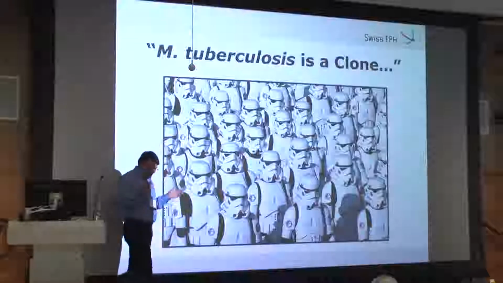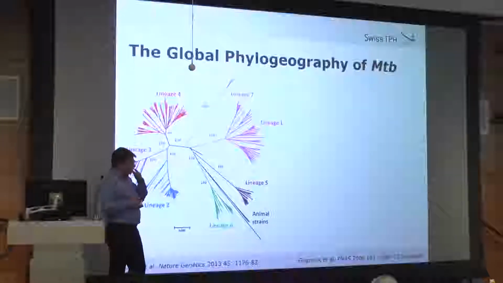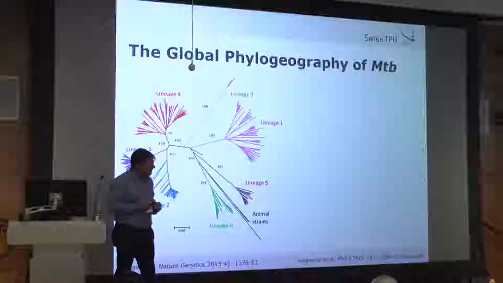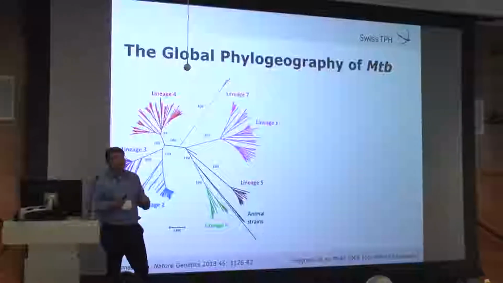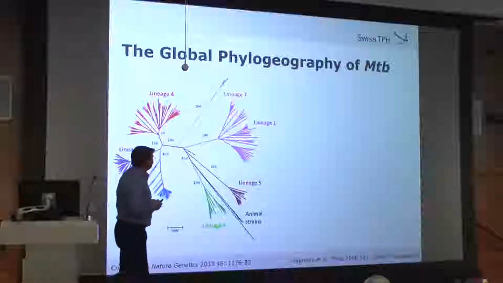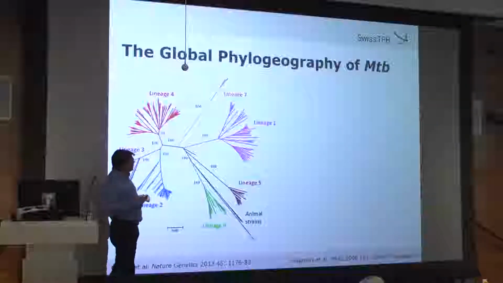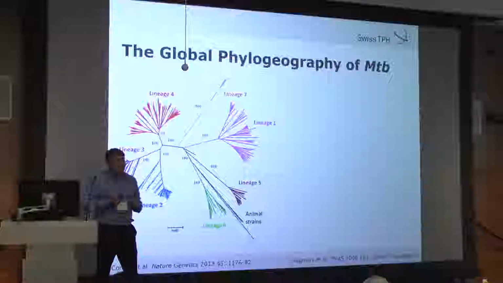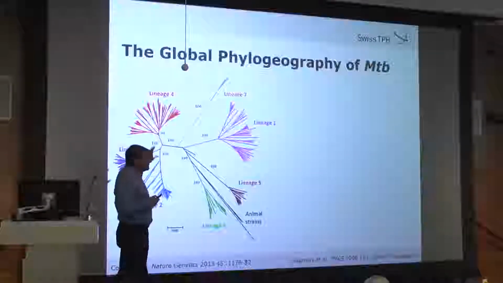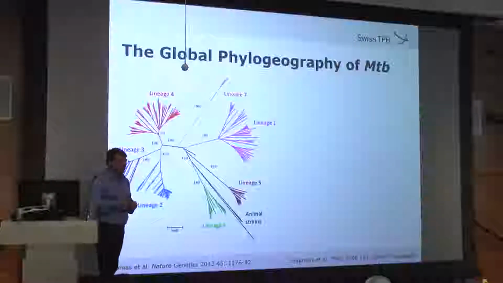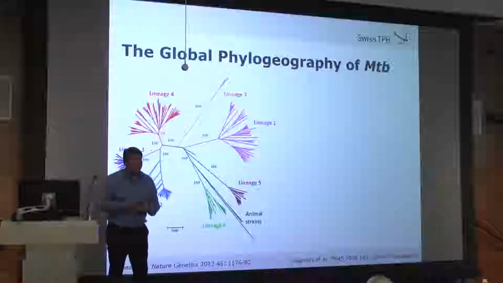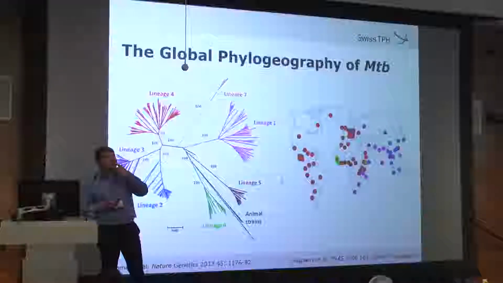And now we know that's actually not true, because if you go around the world and collect a lot of TB strains and sequence them, you actually see that TB, the bacteria, come in different flavors. We refer to these as the lineages. So different human-adapted lineages. All of these colored variants here are obligate human pathogens, species Mycobacterium tuberculosis, and we currently know of 7 main lineages.